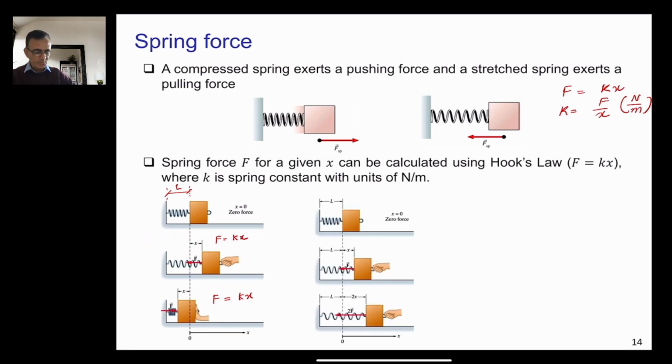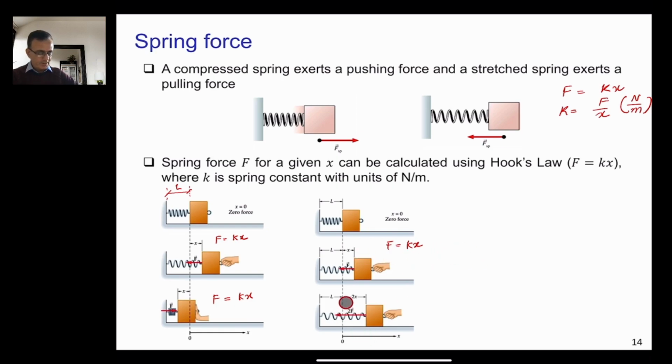Now, because we are using this equation to calculate the spring force, if you consider the neutral position, where there is no stretch and no compression in the spring, the spring force is 0. But if you stretch the spring through a distance x, where x is the stretch in the spring, we know that F is equal to kx. You can calculate the spring force using this equation.